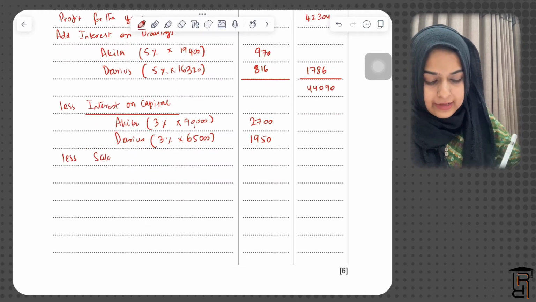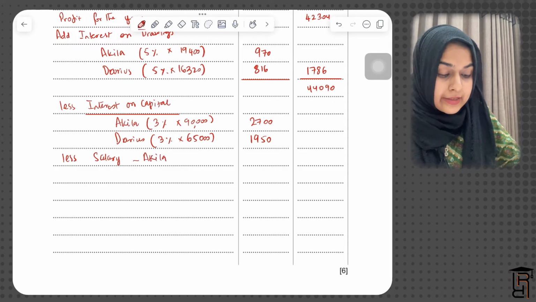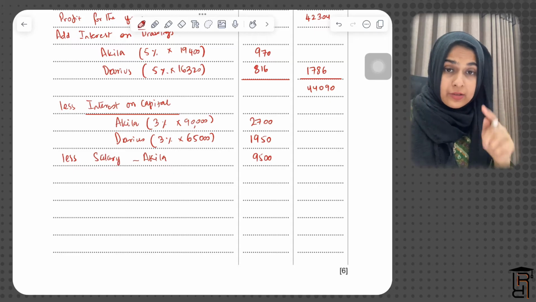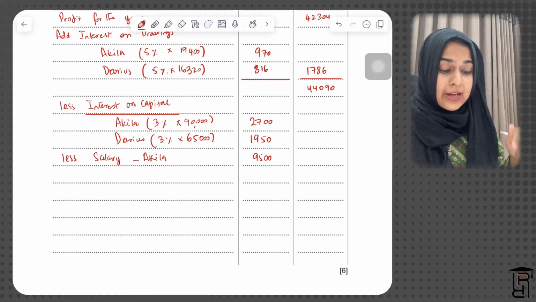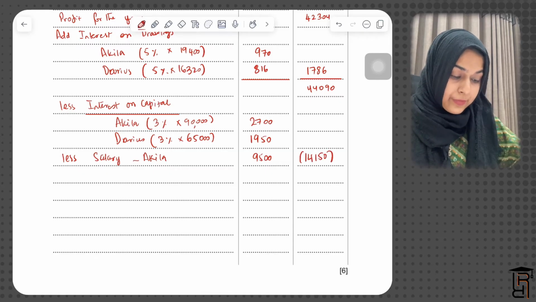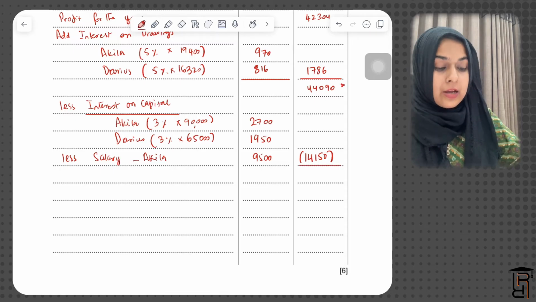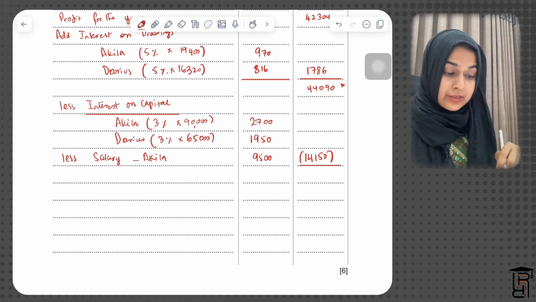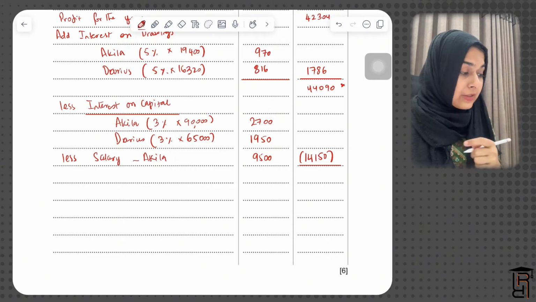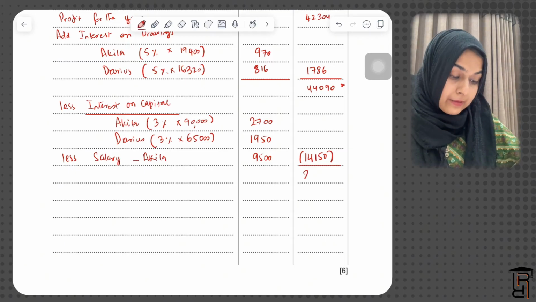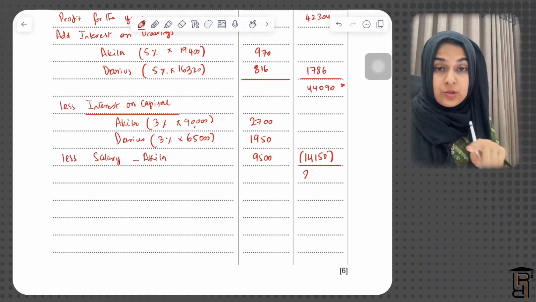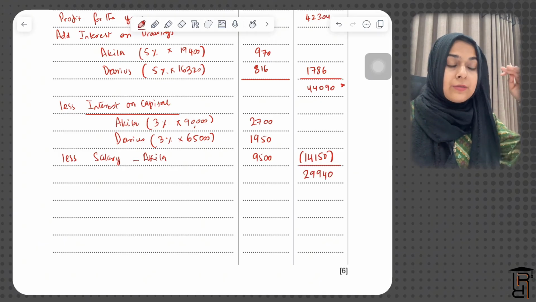Then I need to subtract the salary. So I write here less salary, and the salary is given to Akila only. I'll write 9,500 because the salary given in the question was 9,500. When I add these three, I get a value of 14,150, which I will subtract from the profit plus interest on drawings. So 44,090 minus 14,150 gives me 29,940. This is the residual profit, called the residual profit after all the appropriations.